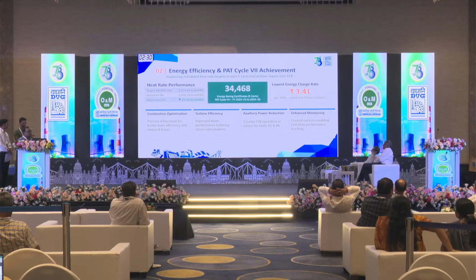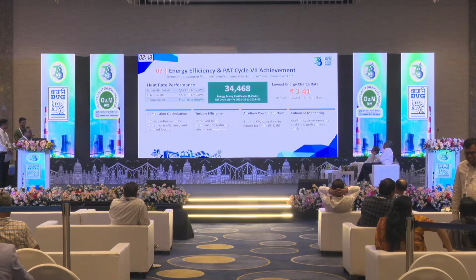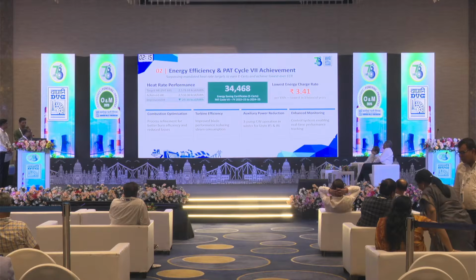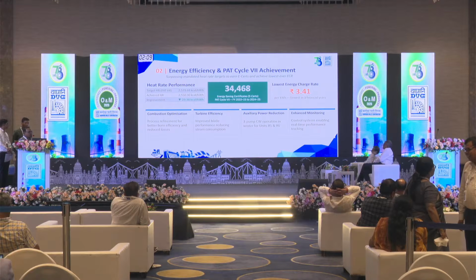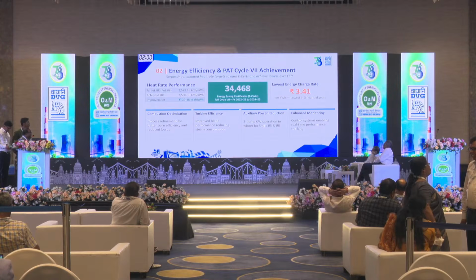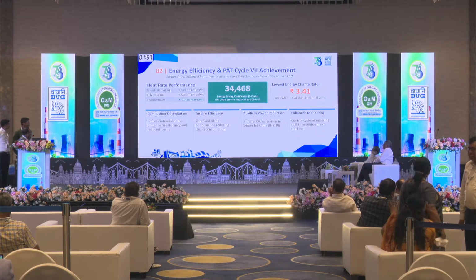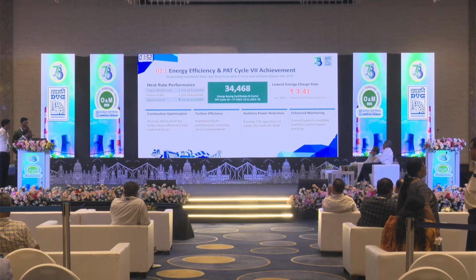Actually, in the PAT cycle, Perform Achieve and Trade, last year, after completion of monitoring and audit by the empanelled agency of the Bureau of Energy Efficiency and compliance submitted, we have achieved 34,468 certificates, which is almost equivalent to 7.5 crore for DVC. The target net heat rate was 2,579.68 kilocalorie per kilowatt hour, and we achieved 2,550.30, so the improvement was 29.3. That's how we achieved 34,468 certificates.